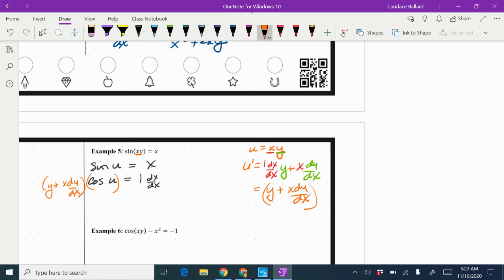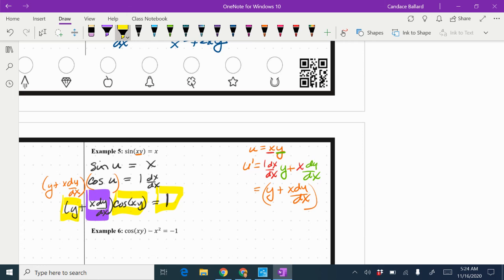Then I need to replace my u. So we've got y plus x dy/dx times the cosine of xy equals, and instead of writing dx/dx, I'm just going to write 1. Now, I need to look for anything with the dy/dx, which is going to get boxed in purple, and anything without the dy/dx is going to get boxed in yellow.